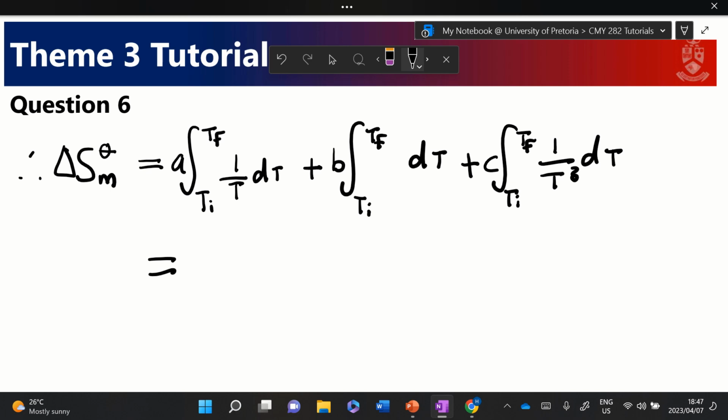So what is the integral of 1 over T? It's ln of T. So between Ti and Tf, we have A ln T, plus B, and the integral of just dT is just T.